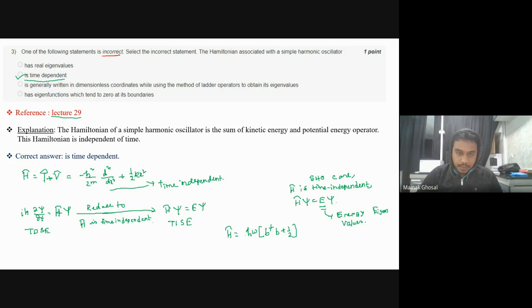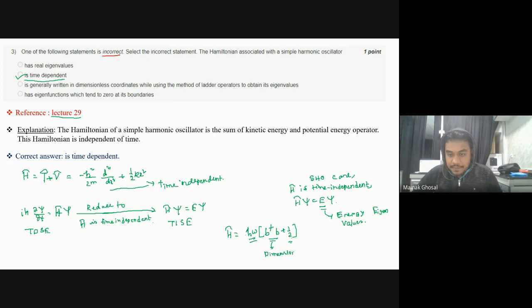Okay, so what is written here is generally written in dimensionless coordinates using the method of ladder operators to obtain its eigenvalues. Just for your clarity, this H cross omega is nothing but your total energy. If you multiply this, it will be your half, and this term needs to be something which, multiplied with energy, gives energy, because you cannot add this energy with energy. So it must be a dimensionless quantity.